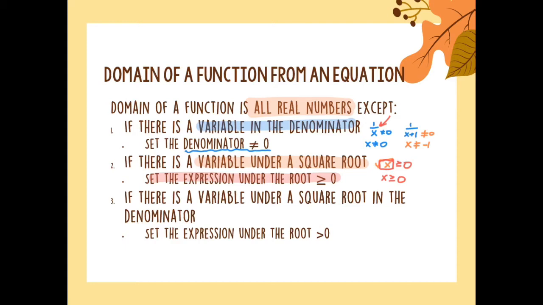And the last example is if there's a variable underneath the square root in the denominator. So the combination of the other two. And that now means it can't be less than 0 because it's a square root, and it can't be equal to 0 because it's in the denominator. So for that case, I take my expression that's underneath the square root and I set it greater than 0.